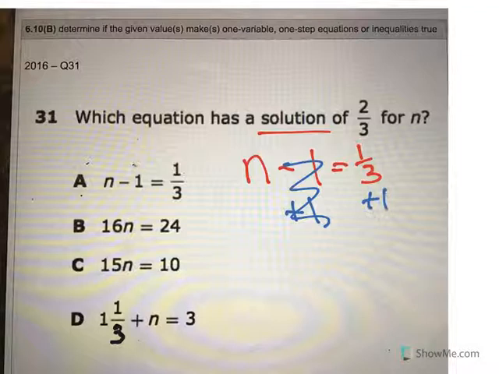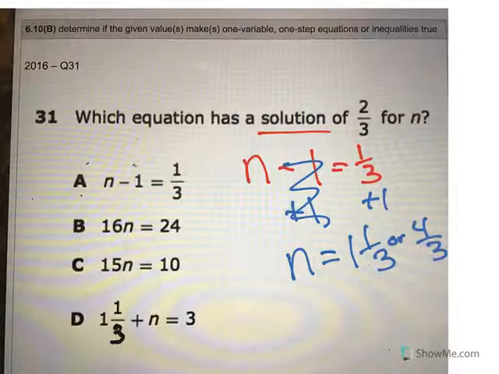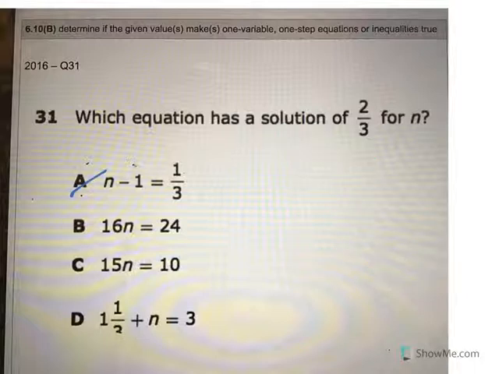We're going to add 1. And so n equals 1/3 plus 1 is 1 1/3, or 4/3. 1 1/3 is equivalent to 4/3. Now 4/3 is not the same thing as 2/3. So I don't believe it's A. Cross out that one.